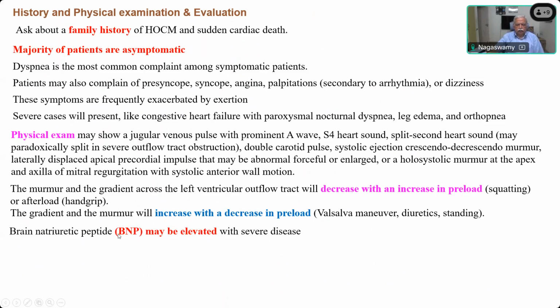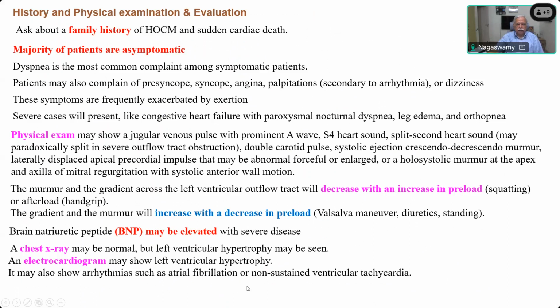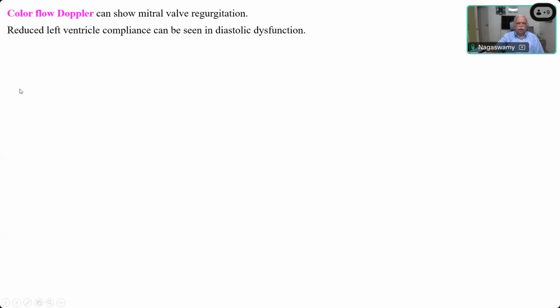This is one of the objective diagnostic criteria which you can think of. A chest X-ray may sometimes be normal, but left ventricular hypertrophy may also be seen in cases where, apart from the septum, the left ventricular walls are also thickened. The ECG may show an LVH pattern. They may also show arrhythmias like atrial fibrillation or non-sustained ventricular tachycardia. But 2D echocardiography is a very important modality to diagnose this. You can also do a color Doppler to find the mitral valve regurgitation or the outflow obstruction.